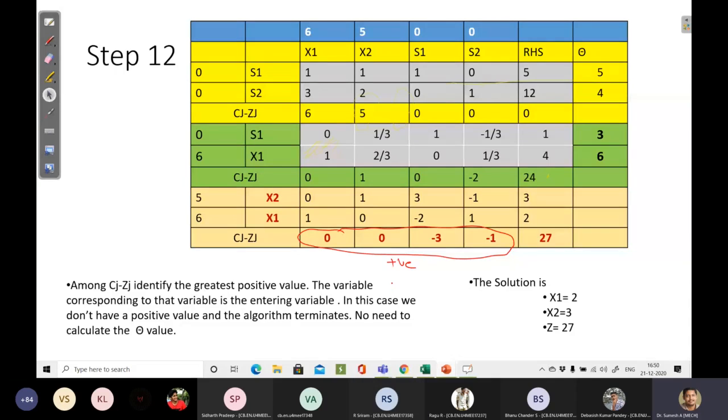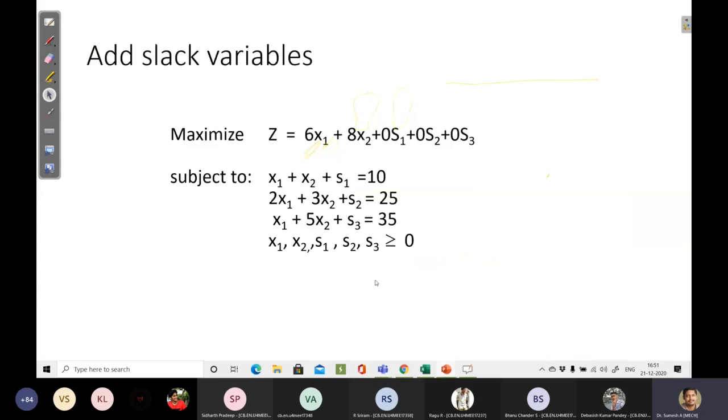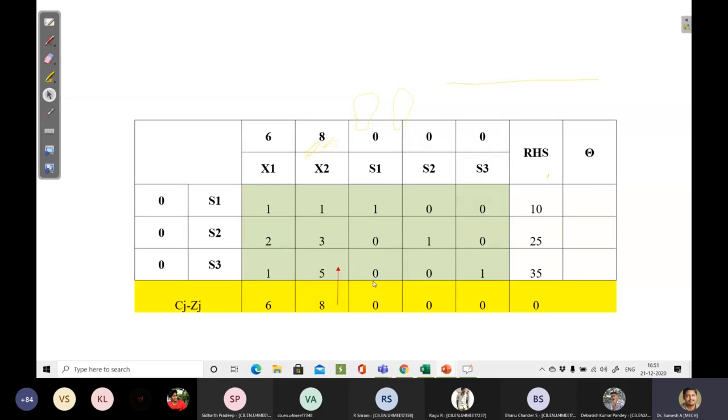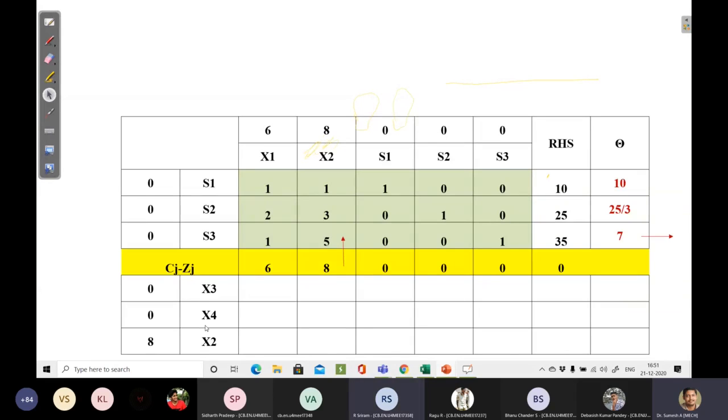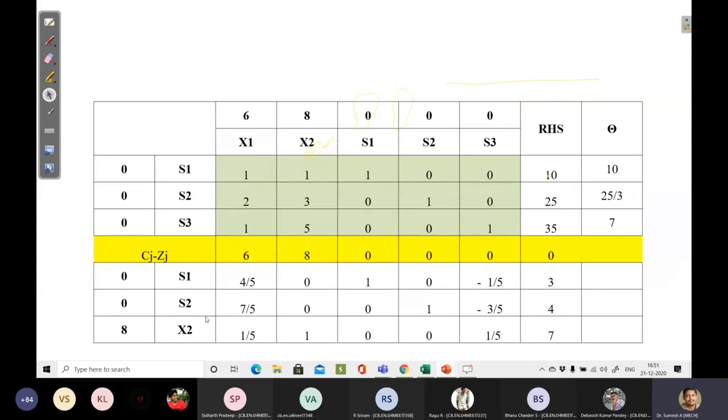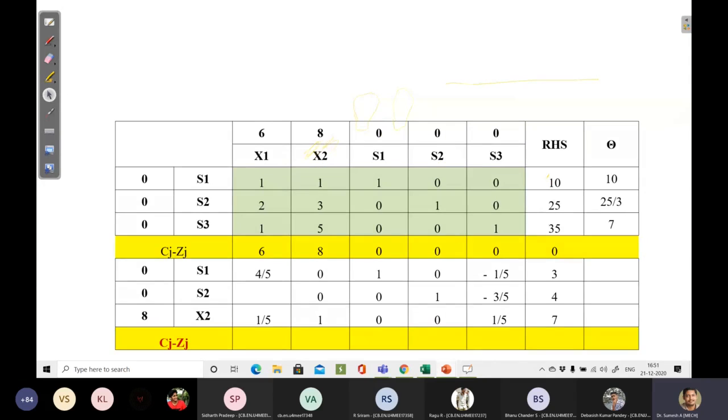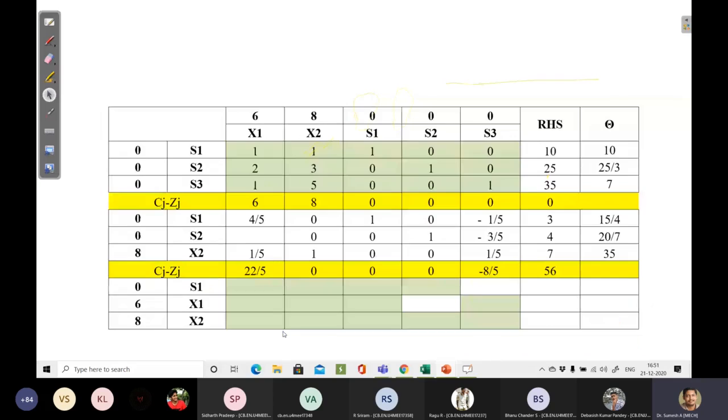If any one of these is positive, even if you have x1, x2 over here, you need to go for another iteration. That is what you can observe here. Initially x2 entered into the problem. You have s1, s2. You solve it, find the row, and x1 will be the next variable. So x1, x2 is entered.